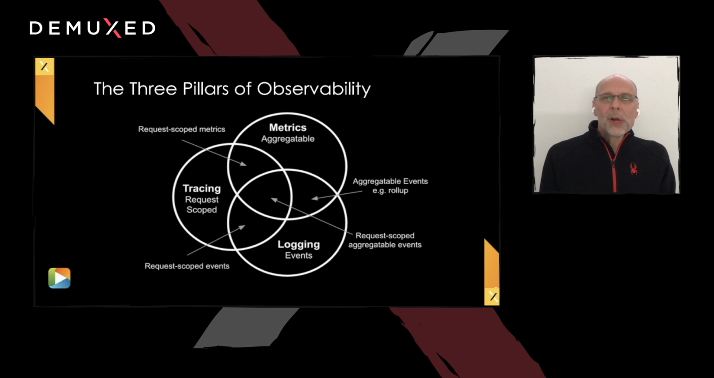request scoped. How long did something take? How long did it take between services? What's that path from the beginning of a request flow all the way to the end and back? And so tracing is really the third pillar of observability, and it is why we're focusing on it within this project.